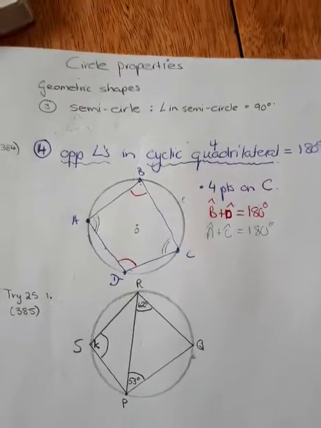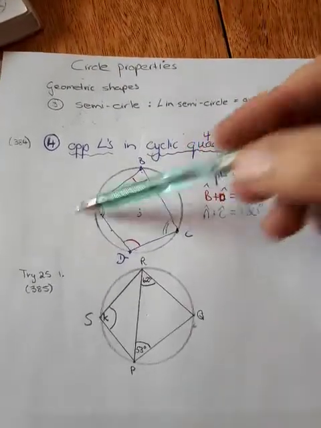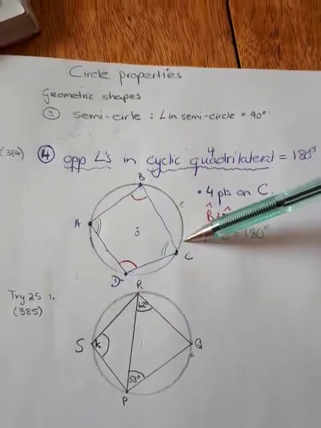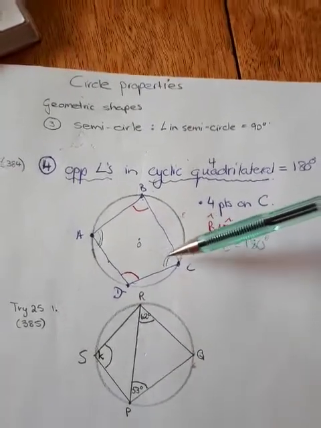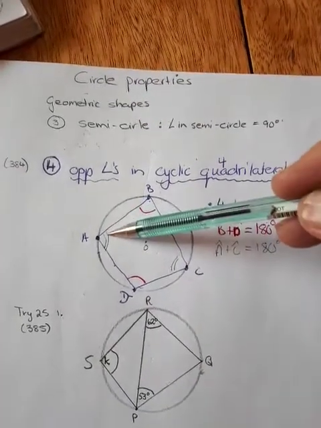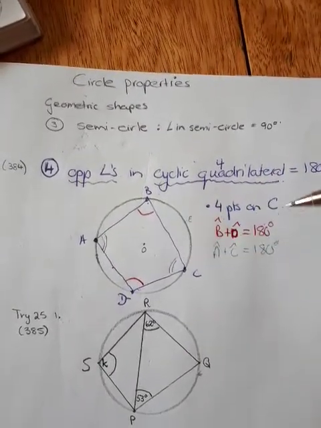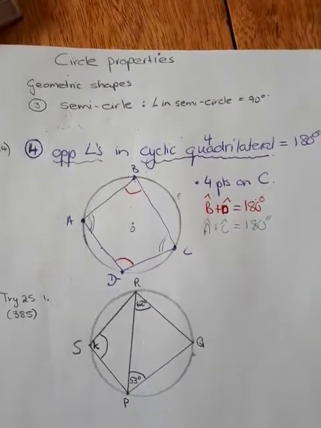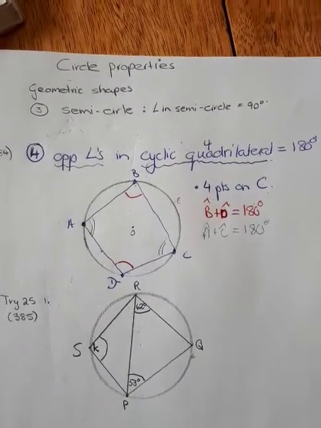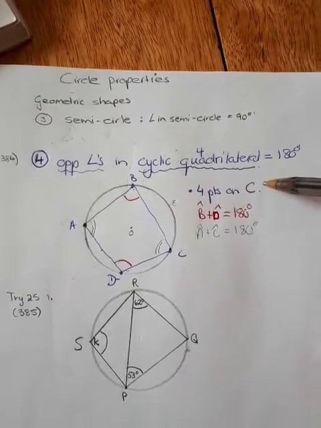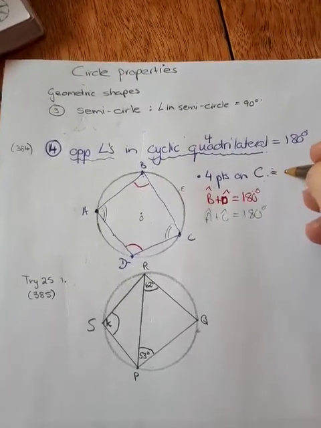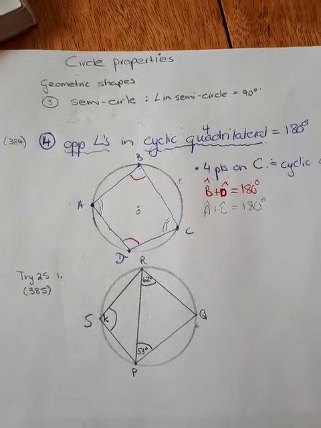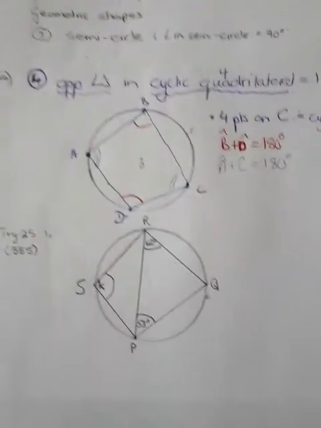So this is really fairly easy. I repeat, you must have 4 points on the circumference. You can join them in a straight line if they aren't joined in a straight line. And then you just have to identify opposite angles. And their sum is 180 degrees. So this is really fairly easy. Now, if you have 4 points on a circumference which are joined by a straight line, then you have a cyclic quadrilateral.